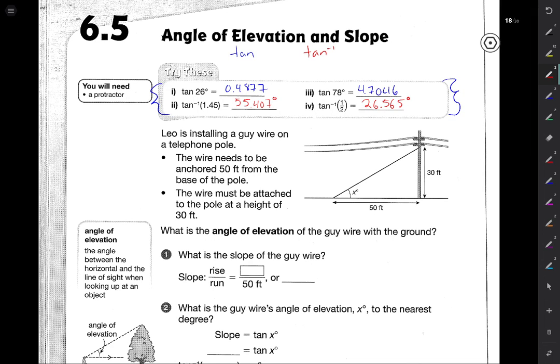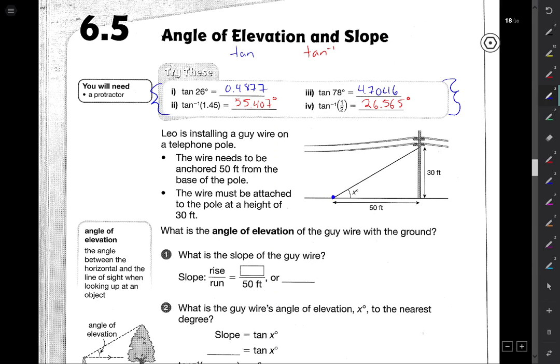So now let's look at some problems. Leo is installing a guy wire on a telephone pole. The wire needs to be anchored 50 feet from the base of the pole. The wire must be attached to the pole at a height of 30 feet. They gave us a nice diagram of this situation. Here's where the wire is going to be anchored. It's 30 feet up the pole, as you can see on this side of the diagram, and it's also 50 feet away from the pole, as you can see on the bottom here.